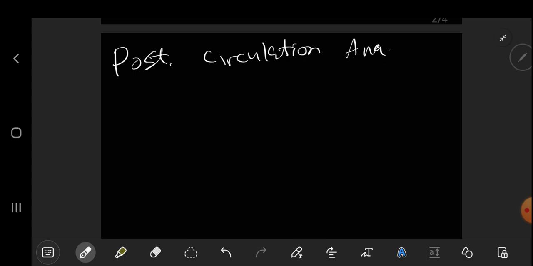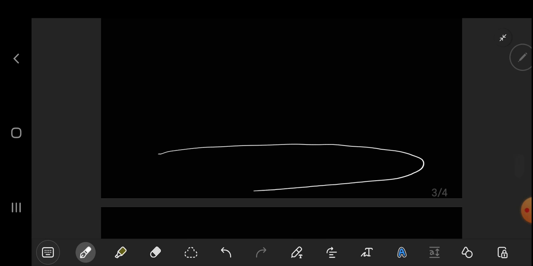Okay, so the idea is, let's call it, generally describing the posterior circulation of the brain, the vascular anatomy of the posterior circulation of the brain. So we are starting, let's call it, in the vertebrae. Let's do a very big vertebra right over here.